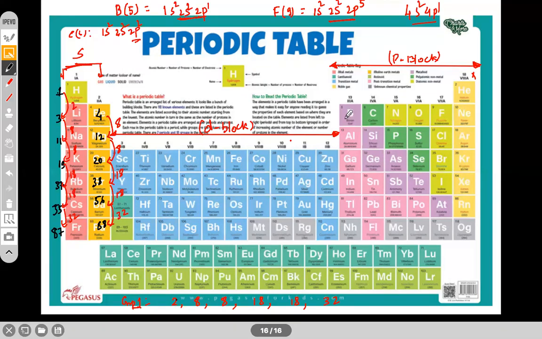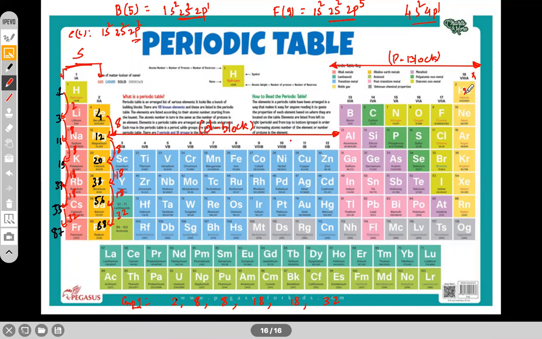And this is true for all the p-block elements except helium. The magic number for group 2 and group 13 to group 17, that is, group 13, 14, 15, 16, 17, is 8, 8, 18, 18, 32. We only have a slight change in the case of p-block elements.